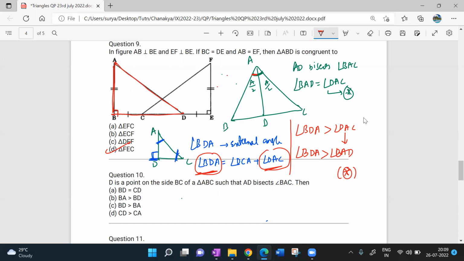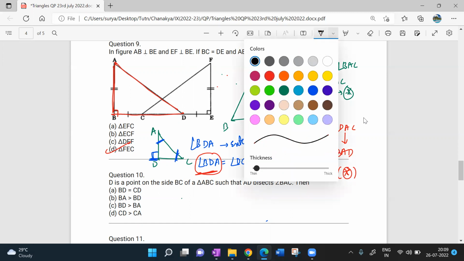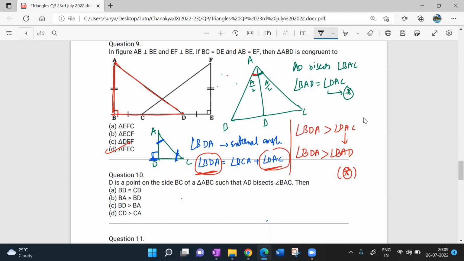Now tell me guys, I'll ask you a simple question. Sides opposite to equal angles. This is equal. What is the side? Let's take this D we took, right? What is the opposite side to this D? BA. Opposite to BAD is BD. One second.